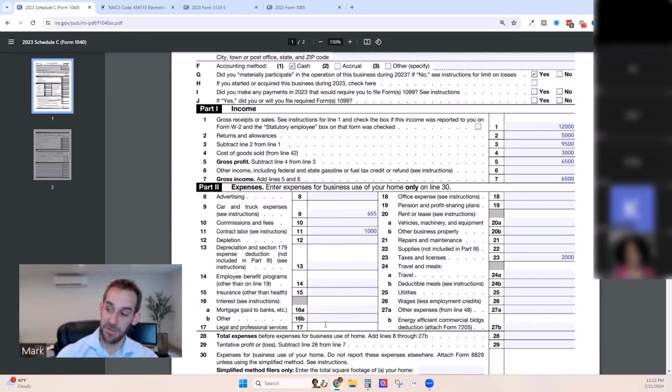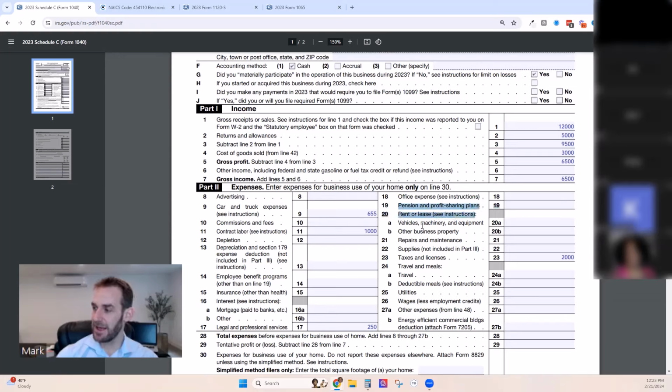Legal and professional, that could be accounting, attorney fees. The business portion of your tax preparation. So if you pay $500 for your taxes and they did a Schedule C, you could say, well, I'm going to say $250, that was for the business Schedule C portion. Office expense.